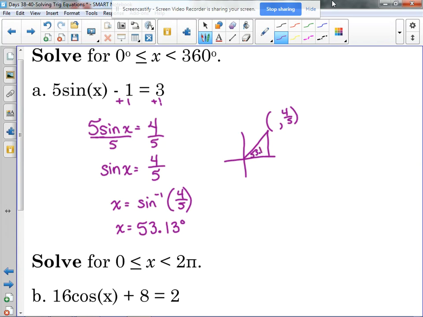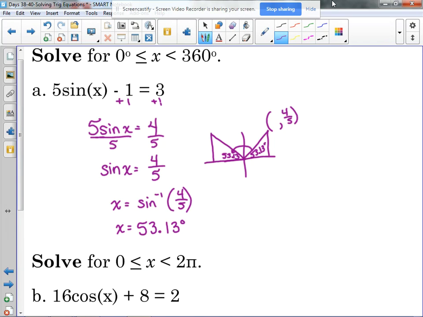So that's 53.13 degrees right here. Where else is the sine positive? What other quadrant? The second. So we draw the exact same triangle over here in the second quadrant. And I didn't do a very good job. Mine are not exactly the same size. But they are mirror images of each other, right? So this 53 degrees is the same right here. 53.13 degrees is right there.